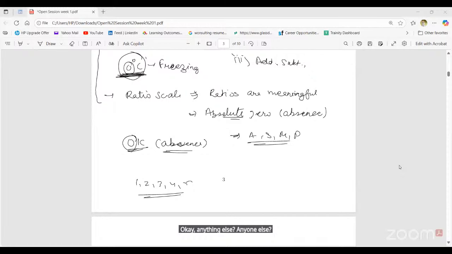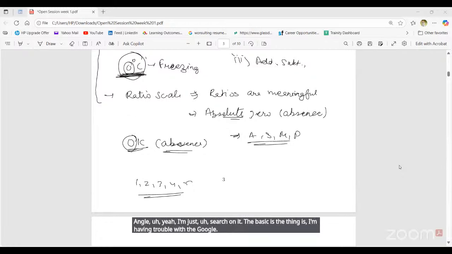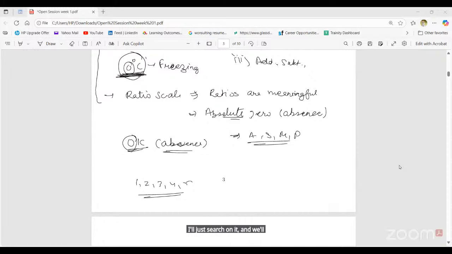Yes, ma'am, my doubt is about angle of measurement. Angle, yeah, I'll just search on it. Basically the thing is I'm having doubt with the 0 degree. I'll just search on it and let you know in the next lecture. Fine? Okay, ma'am. Yeah, the 0 degree one, I will just clear in the next session. Fine? Okay. Yes, ma'am. Ma'am, one more thing.